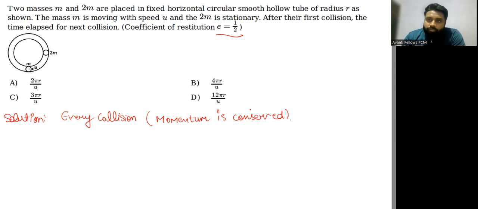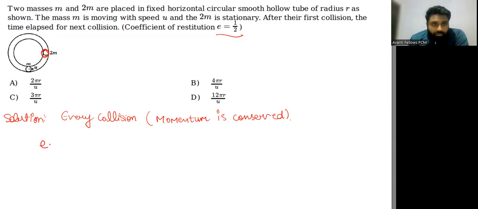Okay. So momentum is conserved, which means if you try to calculate by which velocity this 2m mass particle will move, you have to apply the conservation of momentum. That is why we are going to find out the velocity, and then we are going to apply the formula of coefficient of restitution, and then we are going to equate it with the distance covered, and then we finally find out the time.